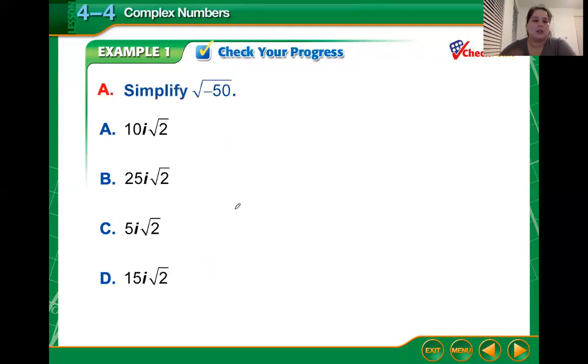All right, so let's try the square root of negative 50. I'll give you a moment to try it. Pause as needed, as usual.